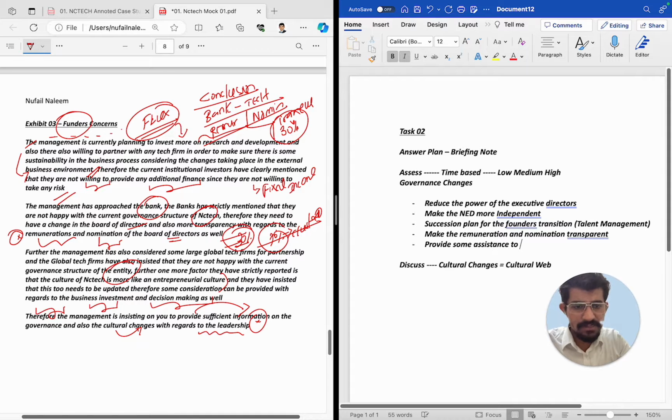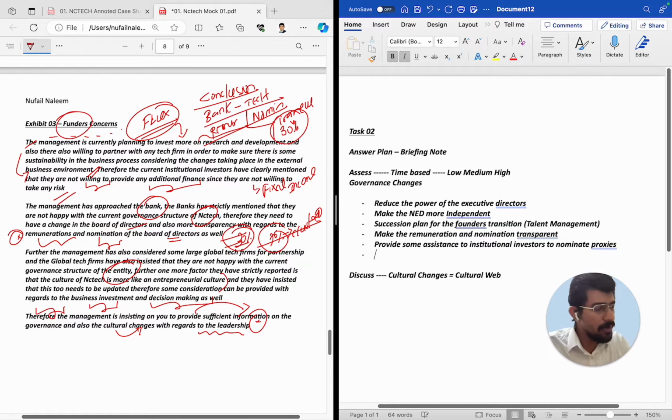provide some assistance to institutional investors to nominate proxies, because students at the moment they don't have any proxies also nominating their business. So nominate the proxies. So I'll write down here, nominate proxies. And then students, the next thing is make external auditor independent, because that is also very, very important, no, students, if I'm not mistaken.